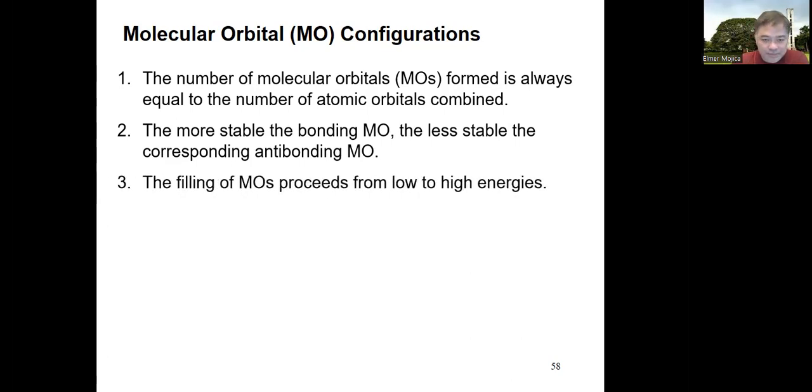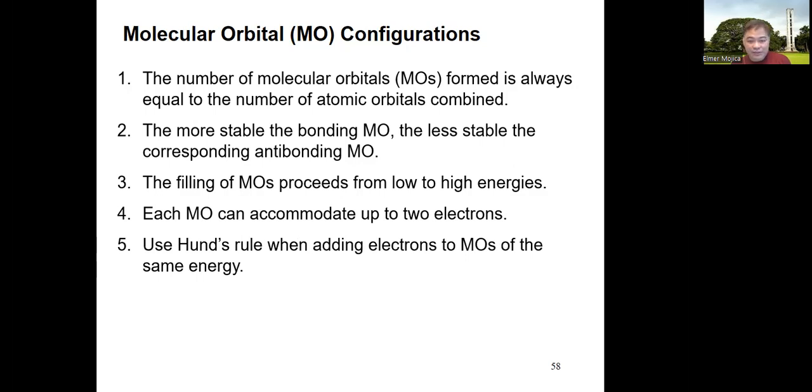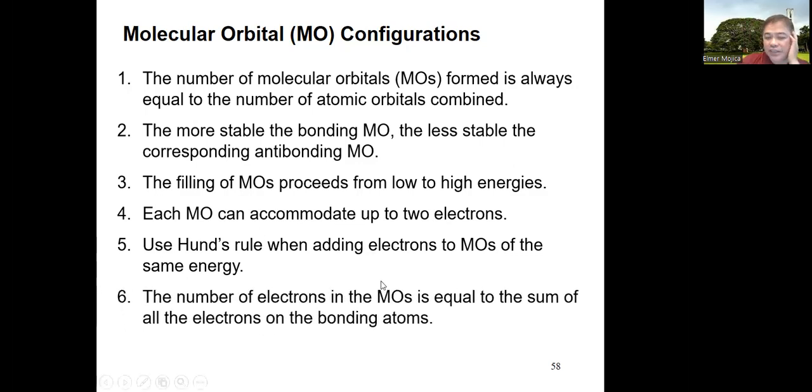Now, if you fill up the molecular orbitals, it fills from low to high energy. And just like the Pauli exclusion principle we have for atomic orbitals, each molecular orbital can accommodate up to two electrons. You use Hund's rule when you add electrons to molecular orbitals of the same energy. That means you fill them up singly before you pair them. From here, you can determine that the number of electrons in the molecular orbitals equals the sum of all electrons on the bonding atoms.